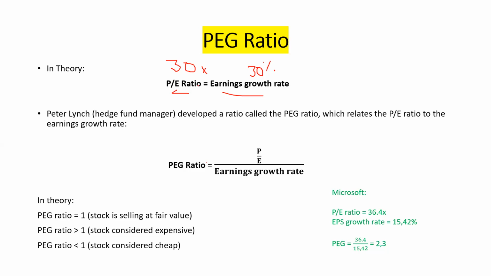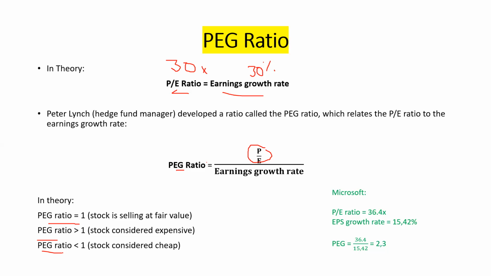Okay? And this is used to develop the PEG ratio, which is calculated by dividing the PE ratio by the earnings growth rate. Now, there are 3 scenarios that you must consider when using the PEG ratio. Number 1, in theory, if the PEG ratio is equal to 1, then the stock is considered to be selling at fair value. If the PEG ratio is greater than 1, then the stock is considered to be expensive. If the PEG ratio is less than 1, then the stock is considered to be cheap. Okay, I hope you guys get that.